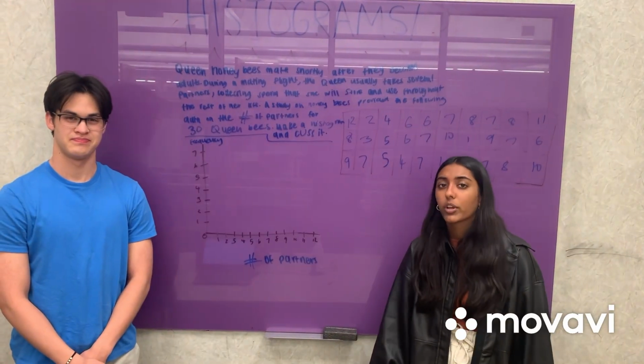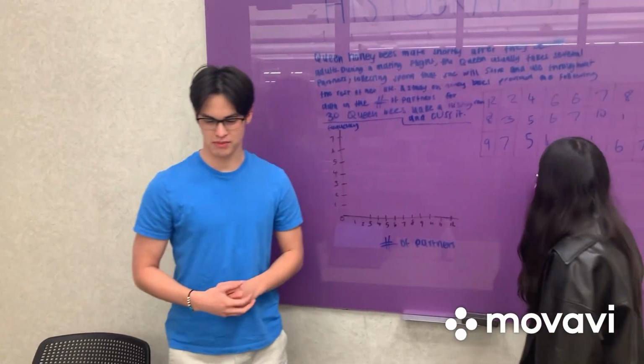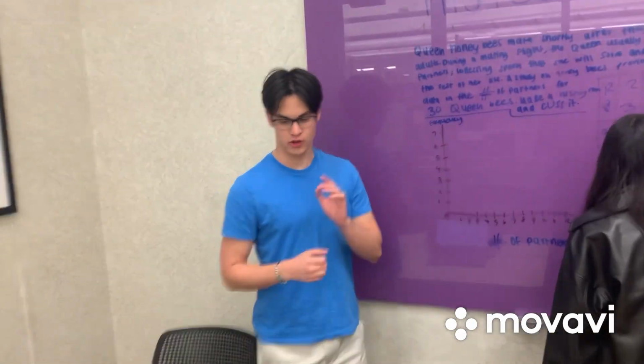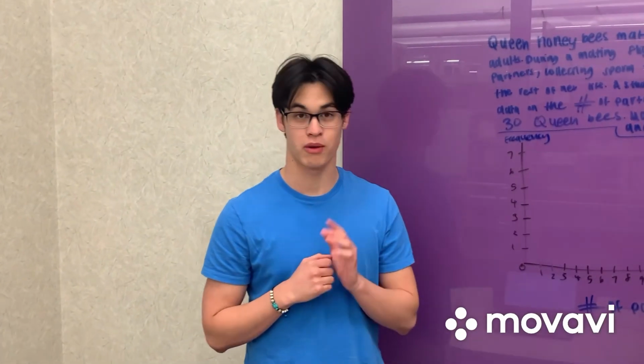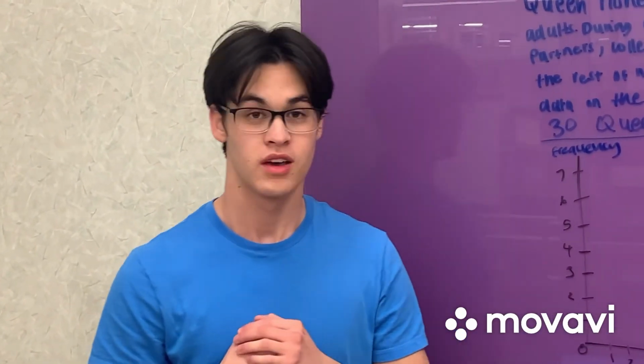The first example we're going to do is a discrete example, and Jonathan's going to read the problem. Queen honeybees mate shortly after they become adults. During a mating flight, the queen usually takes several partners, collecting sperm that she will store and use throughout the rest of her life. A study on honeybees provided the following data on the number of partners for 30 queen bees.